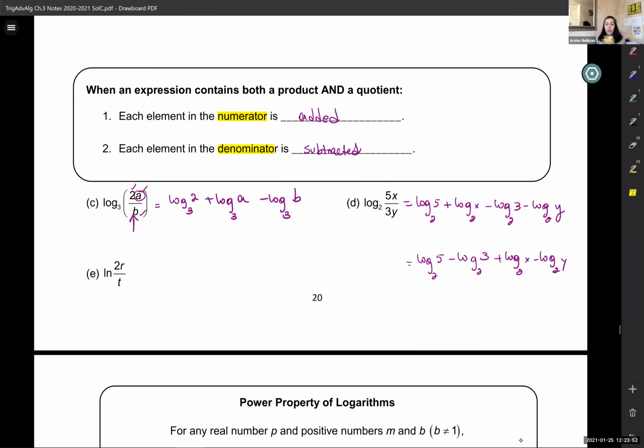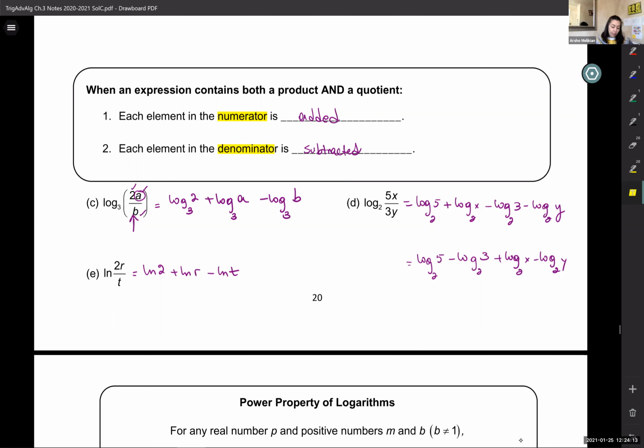E. Bernie, you want to do E? Sure. Okay. ln 2 plus ln r minus ln t. Fabulous. Awesome. Okay.